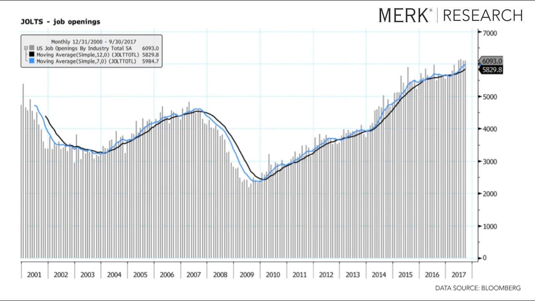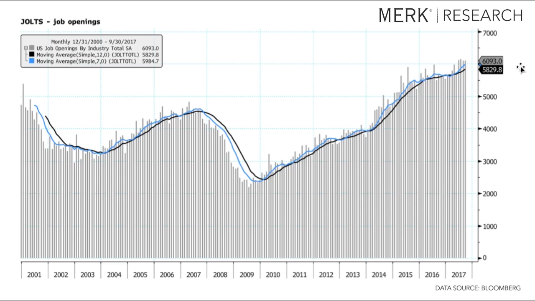and I think it's a good report for tracking the health of the labor market and one of the forward-looking indicators for the labor market. So what this number is, as it sounds, is the job openings in the U.S. So 6.093 million job openings was the last reading. That was for September 2017.